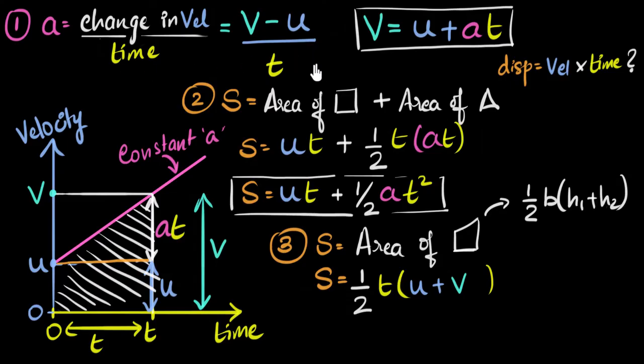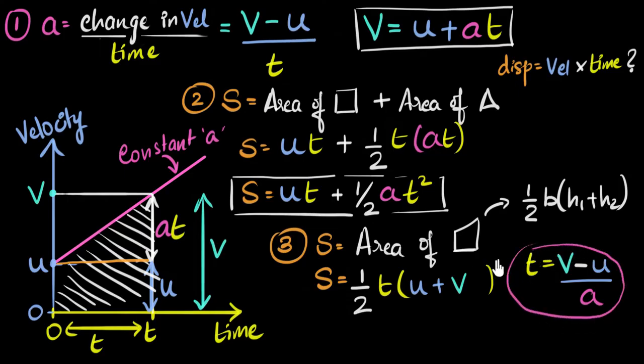Well, if you look carefully, T is going to be, again, if you just do a little bit of algebra, you'll see T equals V minus U divided by A. Can you see that? Again, if you need some time, just pause the video in between and convince yourself of this. It's going to be V minus U divided by A.